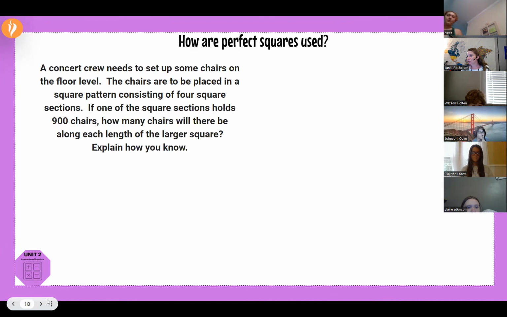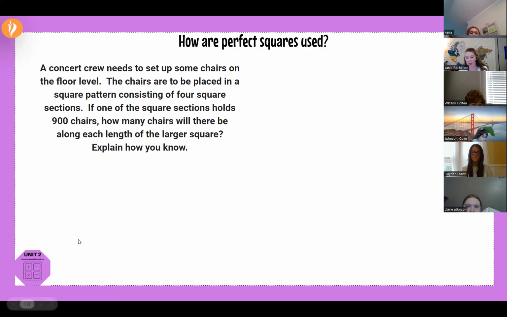So here we're going to move to some word problems, guys. It says a concert crew needs to set up some chairs on the floor level. The chairs are to be placed in a square pattern consisting of 4 square sections. If one of the square sections holds 900 chairs, how many chairs will there be along each length of the larger section? That's confusing. So there's 4 sections.